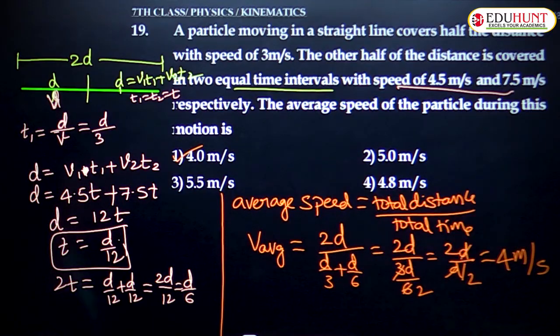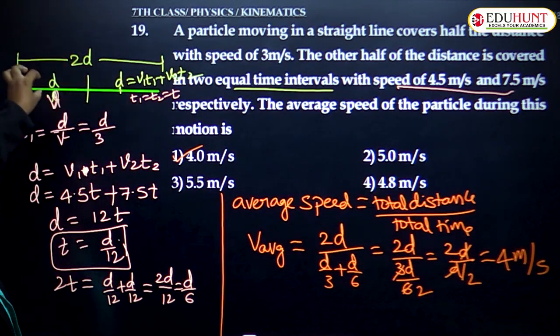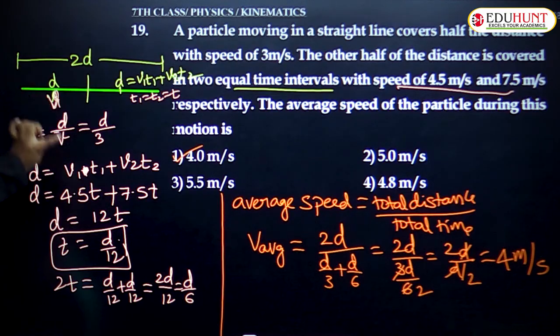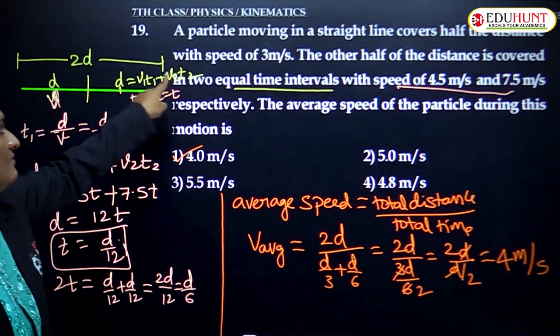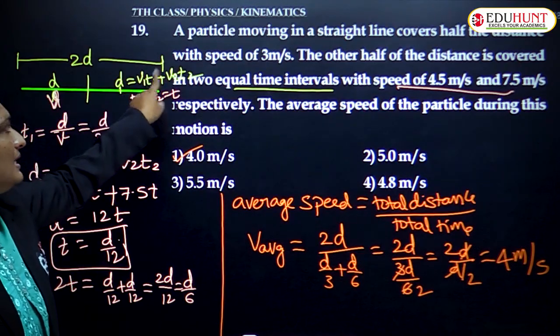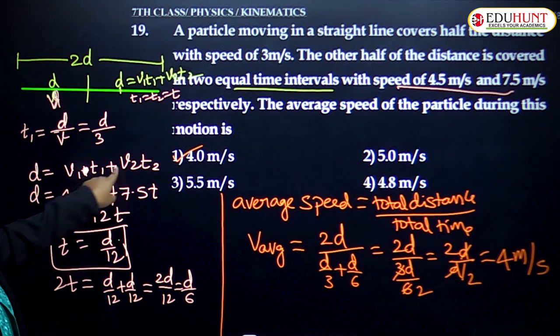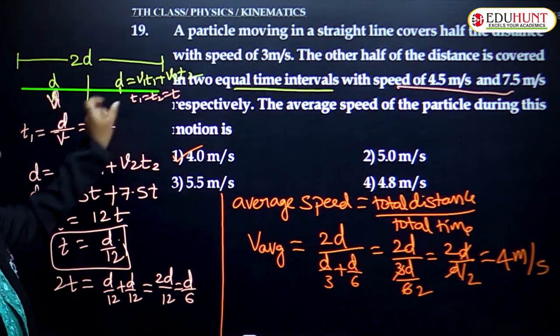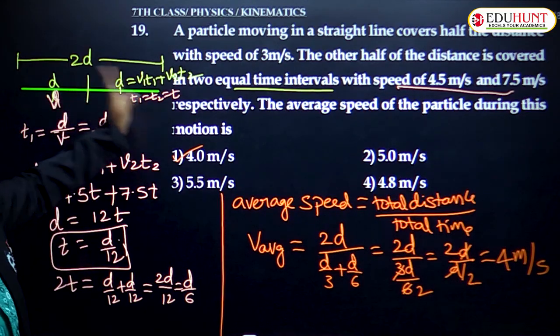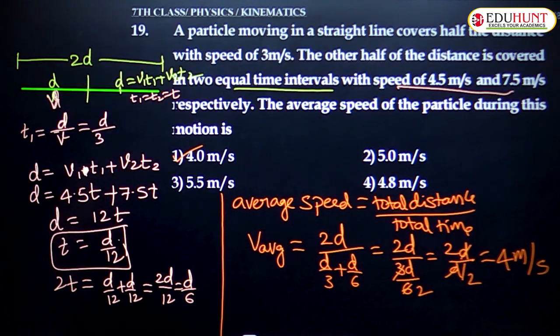Okay, children? So here you should be very careful. Two equal parts, 2d: this portion is d and this portion is d. This time I have considered as d by v, which is nothing but d by 3. For this portion, first of all, I tried finding d in terms of t, v1 t plus v2 t. So v1 t1 plus v2 t2 is nothing but 4.5 t plus 7.5 t. Altogether d is found to be 12 t, and this t is equal to d by 12, and hence 2t is equal to d by 6. So try substituting those values.